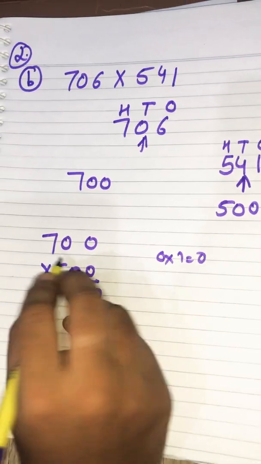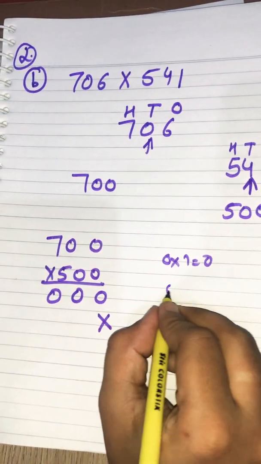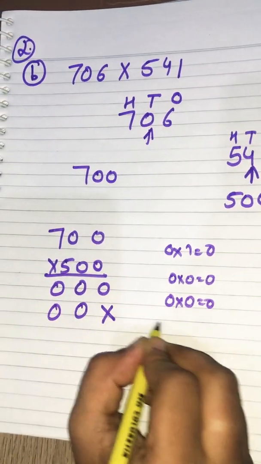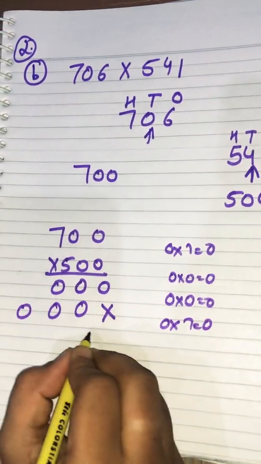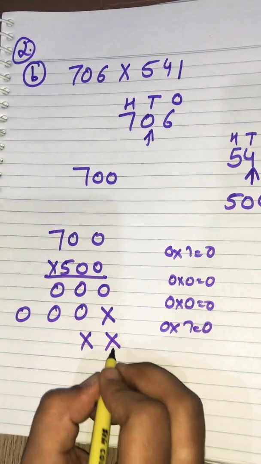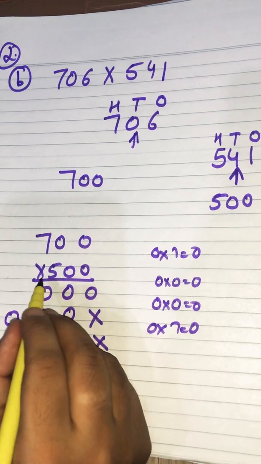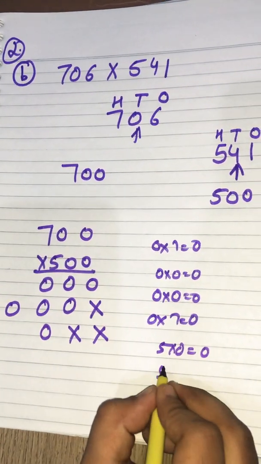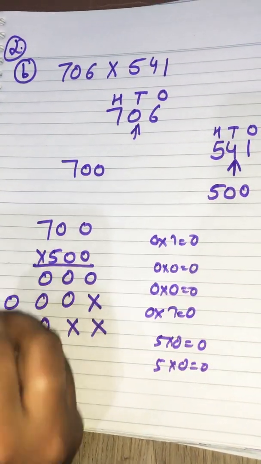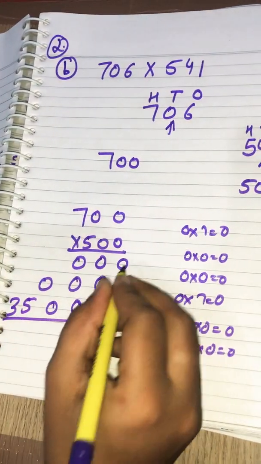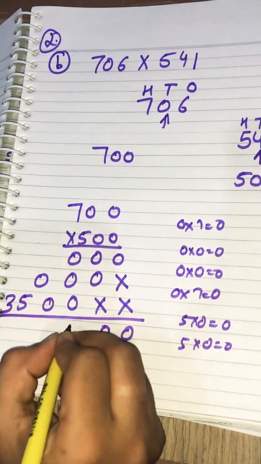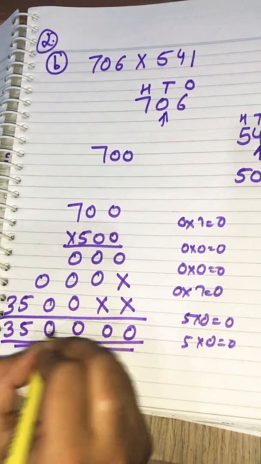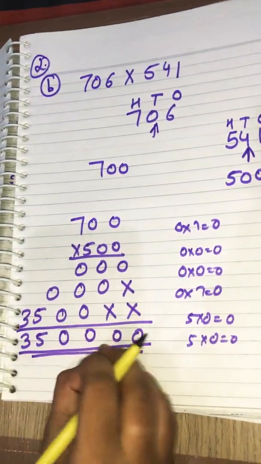Again this 0 will be multiplied with this multiplicand: 0 into 0, 0; 0 into 0, 0; 0 into 7, 0. Now we will put 2 crosses in one place because there are 3 digits. Now 5 into 0, 0; 5 into 0, 0; 5 into 7, 35. So 350000. Now this is the approximate value, this is the estimate product.